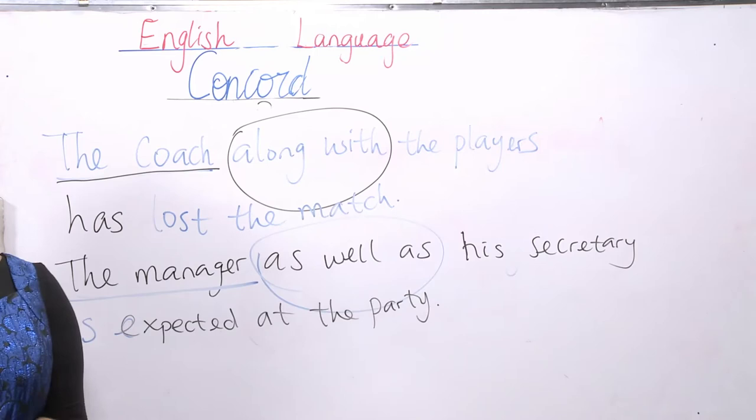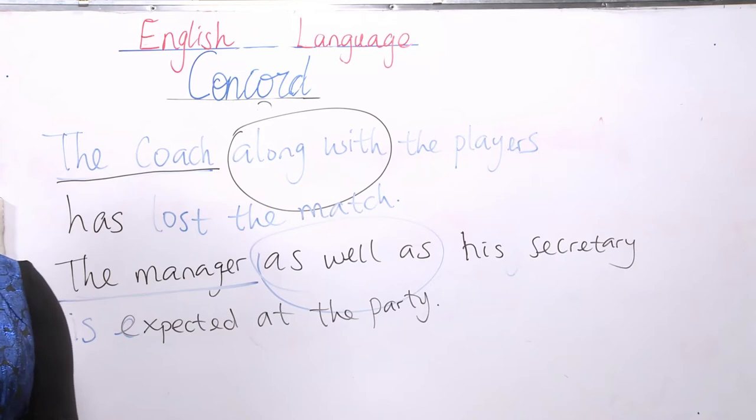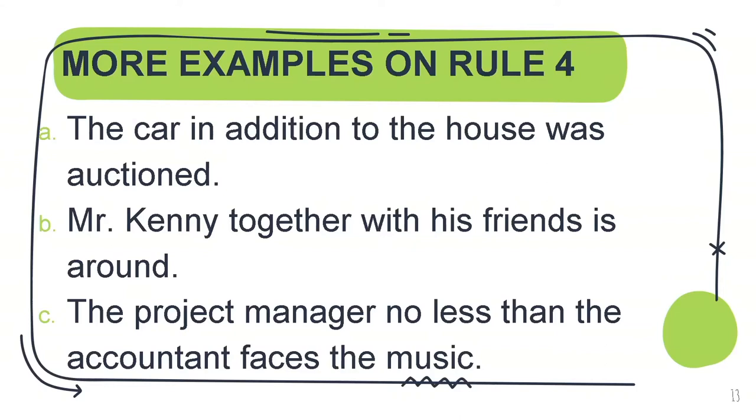Now let's look at two more examples in this case before we move on to the fifth rule. My car, in addition to the house, was auctioned.